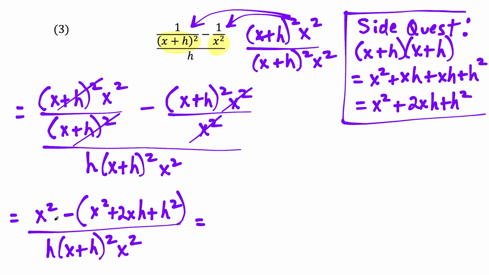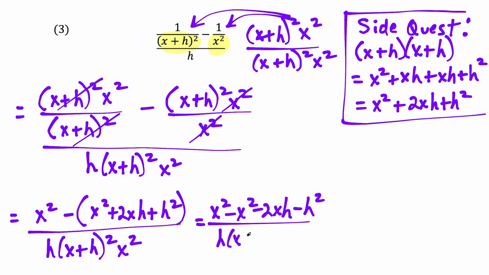So from here, we could distribute the negative. We're going to have x squared minus x squared minus 2xh minus h squared, and this is all over h times (x plus h) squared times x squared. So see over here that these terms cancel out. Okay, these wipe out. And then we have minus 2xh minus h squared over all of this.